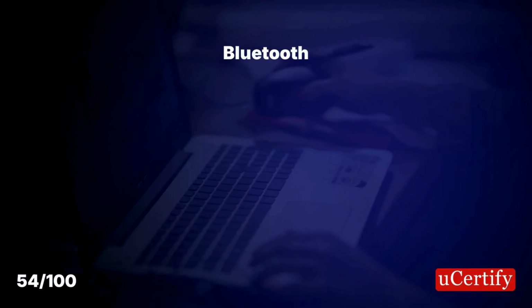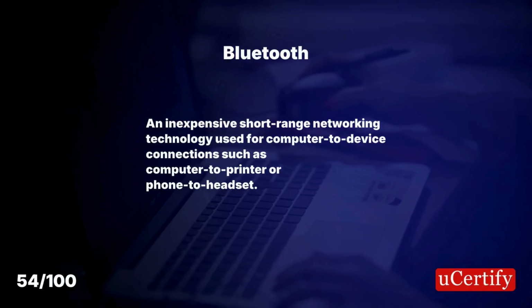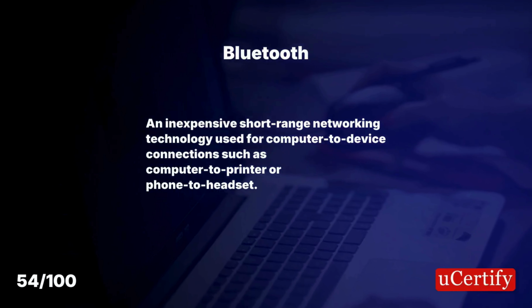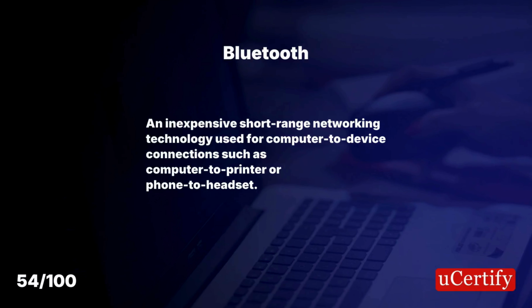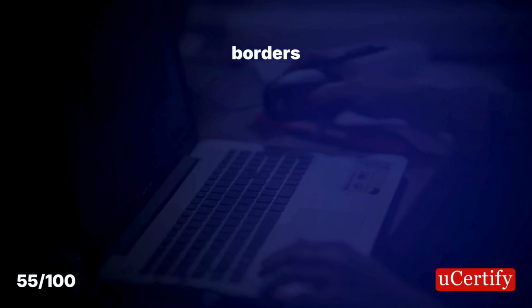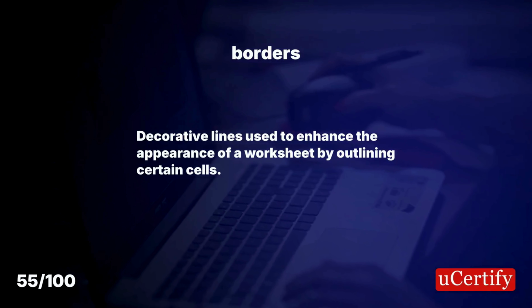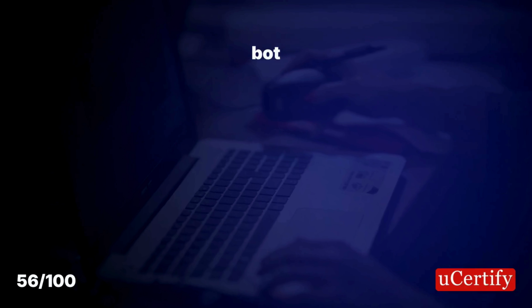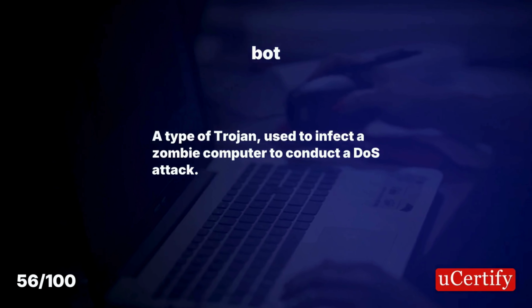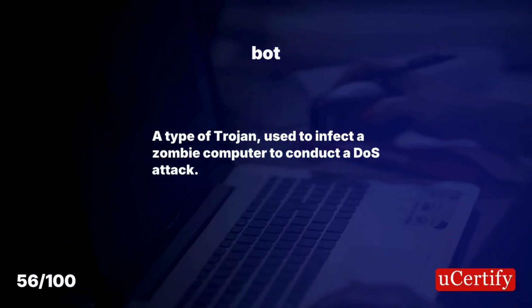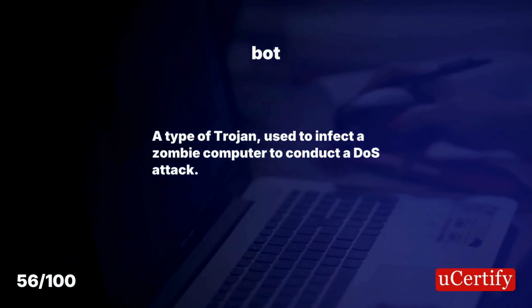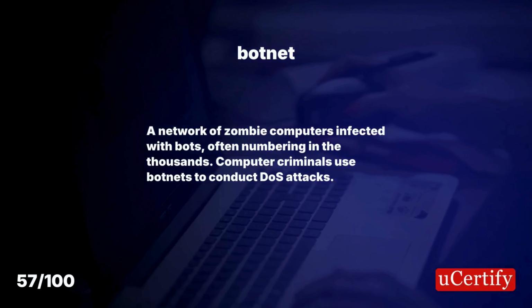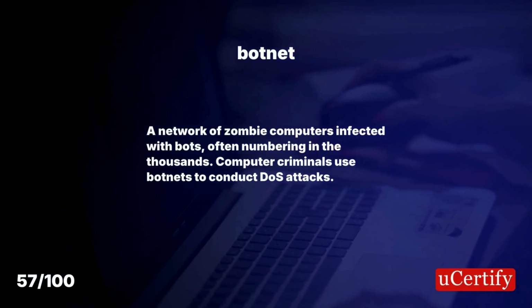per layer. Term: Bluetooth. Definition: an inexpensive short-range networking technology used for computer-to-device connections, such as computer-to-printer or phone-to-headset. Term: borders. Definition: decorative lines used to enhance the appearance of a worksheet by outlining certain cells. Term: bot. Definition: a type of Trojan used to infect a zombie computer to conduct a DOS attack. Term: botnet. Definition: a network of zombie computers infected with bots, often numbering in the thousands.